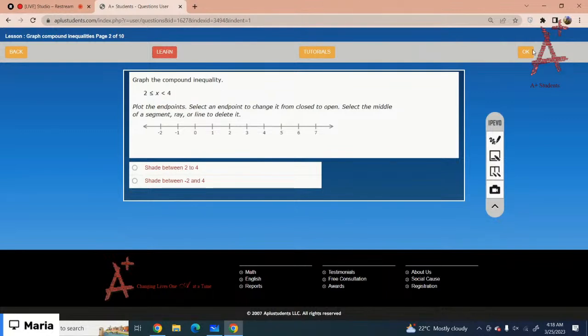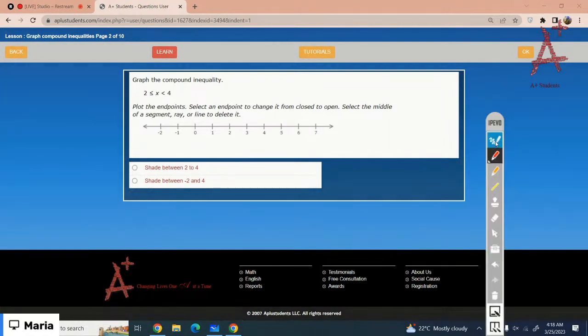Got it? So you have to make a line segment that is between 2 and 4, but 2 is included because x is greater than or equal to 2. The graph looks like this. 2 is the closed circle and 4 is the open one, because 2 is included in the graph and 4 is not. All the values are greater than or equal to 2 and less than 4. Got it? So it would be shade between 2 and 4. So option number 1 is the correct option.